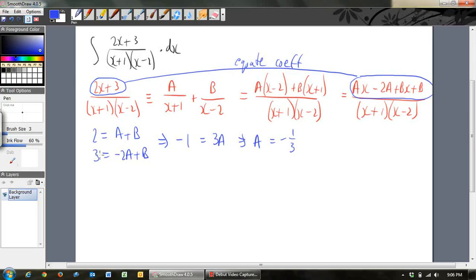And just make sure I got that right, 2 minus 1, a minus negative 2a. Yep, fantastic. And so therefore, b is equal to 2 minus a, so 2 minus negative 1/3 equals 2 and 1/3, which is 7/3. Okay, so there's your two values. There's a and there's b.